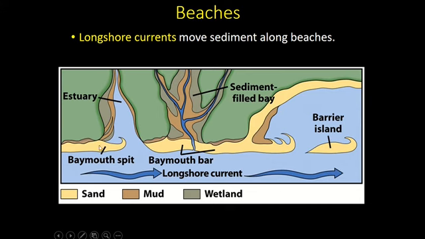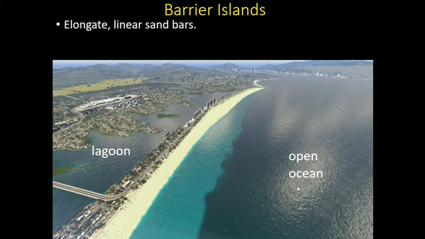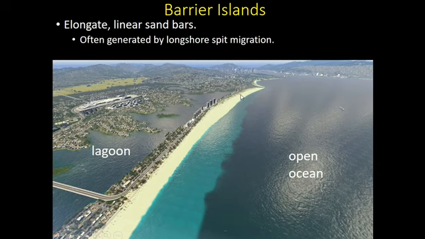You're going to be exploring all these different possible features in the lab today. So you're going to look at beaches, sandbars, sand spits, barrier islands, all sorts of interesting things. So here's just a picture of a nice barrier island. Here's sand that has been accumulating due to longshore drift in this area. It's also often generated by longshore spit migration as well.